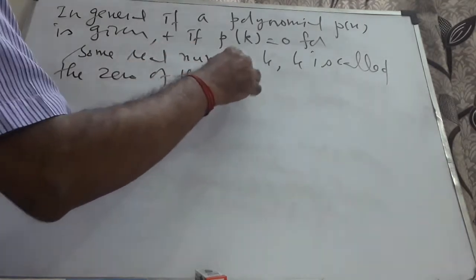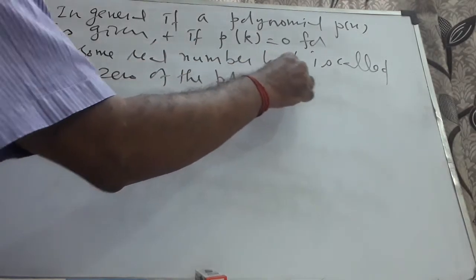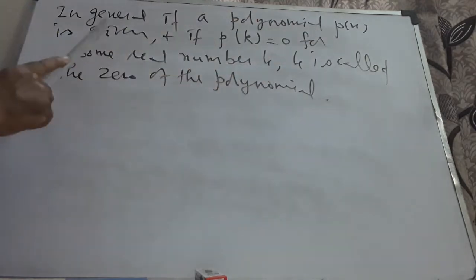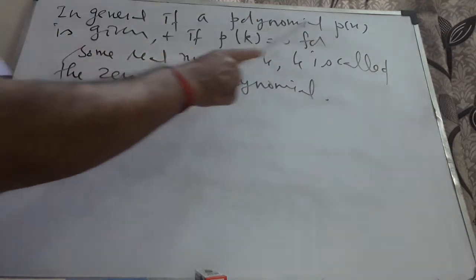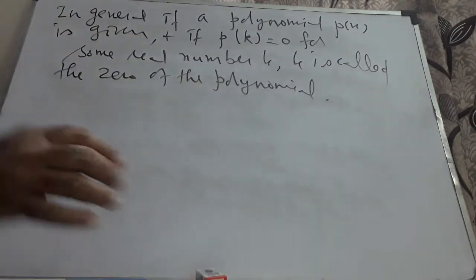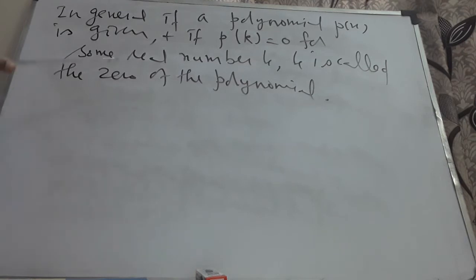It is applicable, it may be an nth degree polynomial also. It need not be for a linear or quadratic polynomial. It is true for a general polynomial also. Whenever a polynomial p of x is given, and if p of k is equal to 0 for some real number k, we call it the 0. It's not connected with mathematics, it's only English.